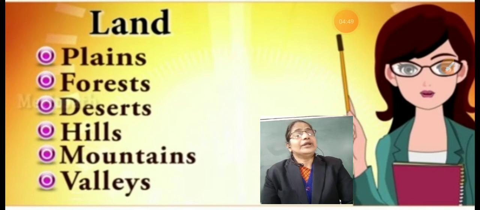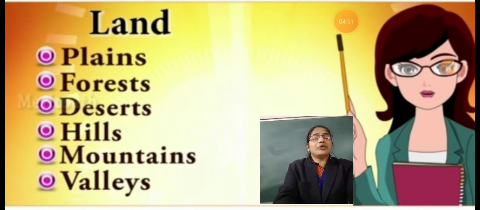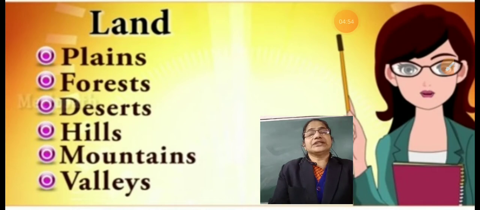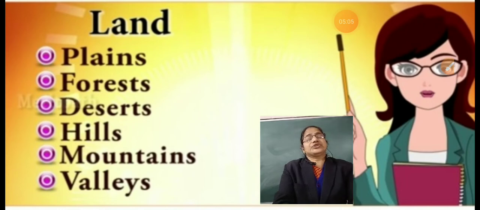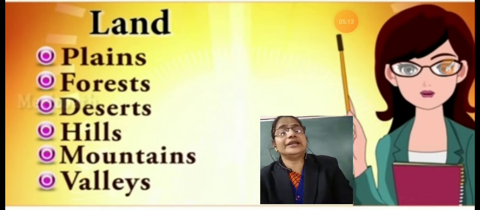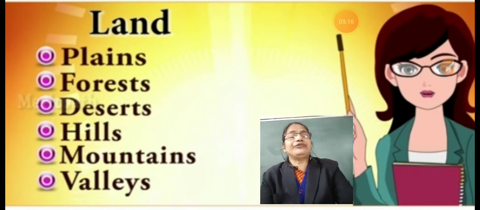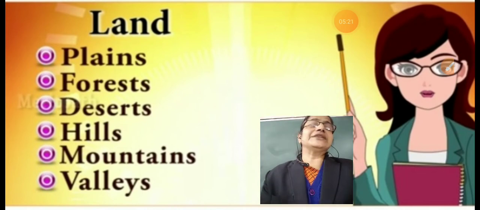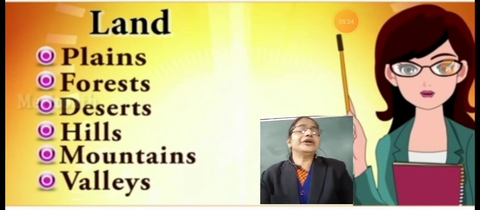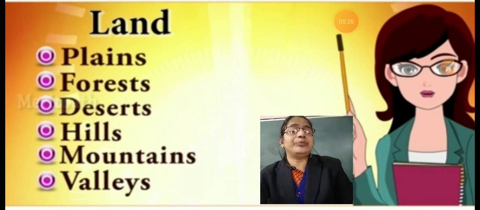In our class, we didn't learn about forest. We learned only plains, hills, mountains, valleys. Forest and desert we didn't learn. There are 6 types of land we learned: plain, hill, mountain, valley, plateau and island. We are learning here something different from that: plains, forests, deserts, hills, mountains and valleys. Now I am going to explain each type of land.